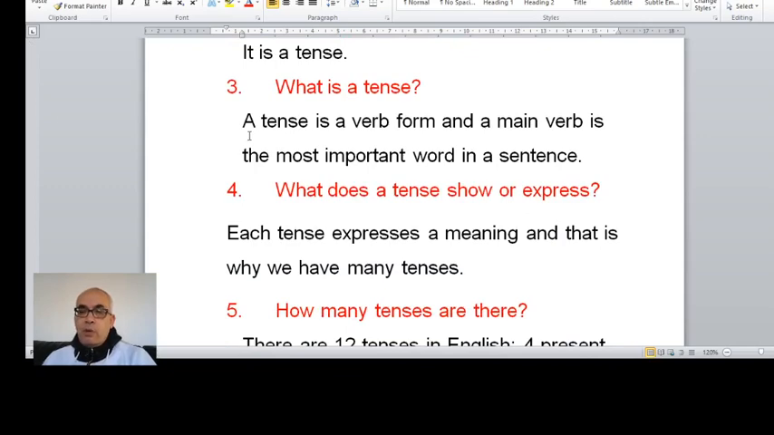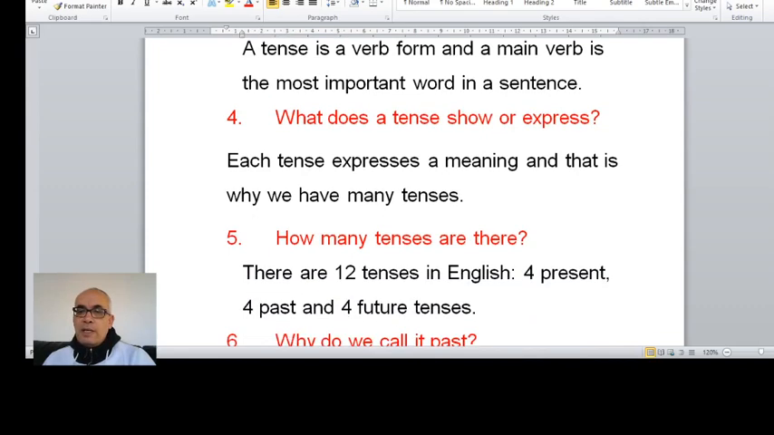Number 4, what does a tense show or express? Each tense expresses a meaning, or more than one meaning, and that's why we have many tenses. So we have many tenses in English. Each tense has many meanings. Every time you change the tense, you change the meaning. Every time you change the verb form, you change the meaning.